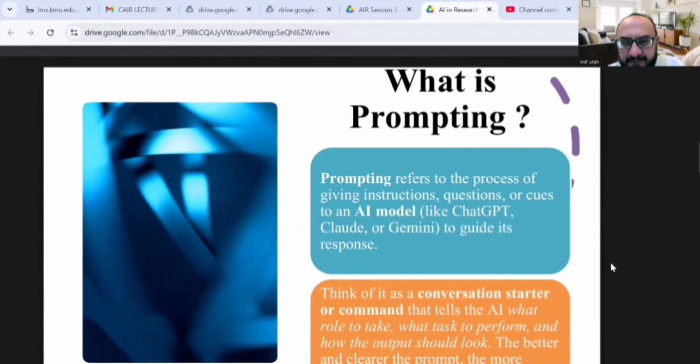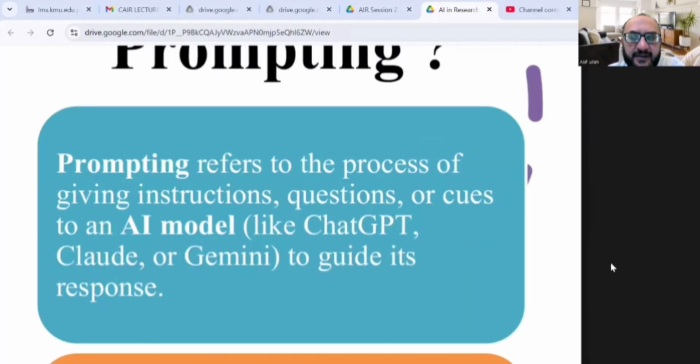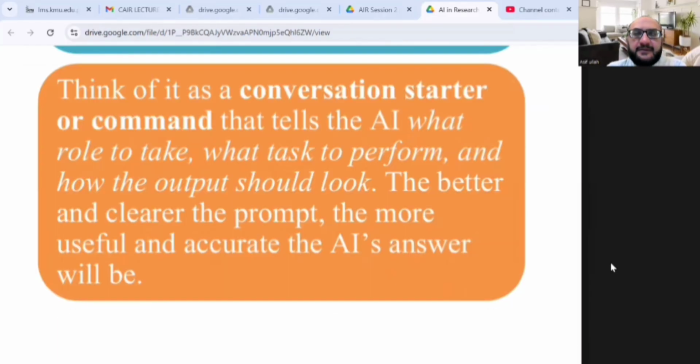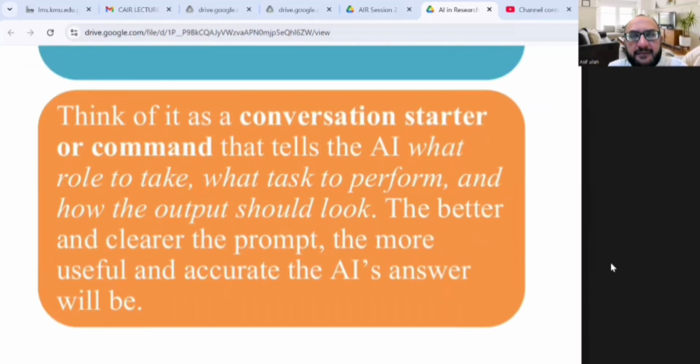What is prompting? It is the process of giving instructions, questions, or research questions to an AI model like ChatGPT, Claude, or Gemini to guide its response. That is called a prompt. It's basically like a conversation starter or command, which tells AI what role to take, what task to perform, and how the output should look. The better and clearer the prompt, the more useful and accurate the AI's answers will be.